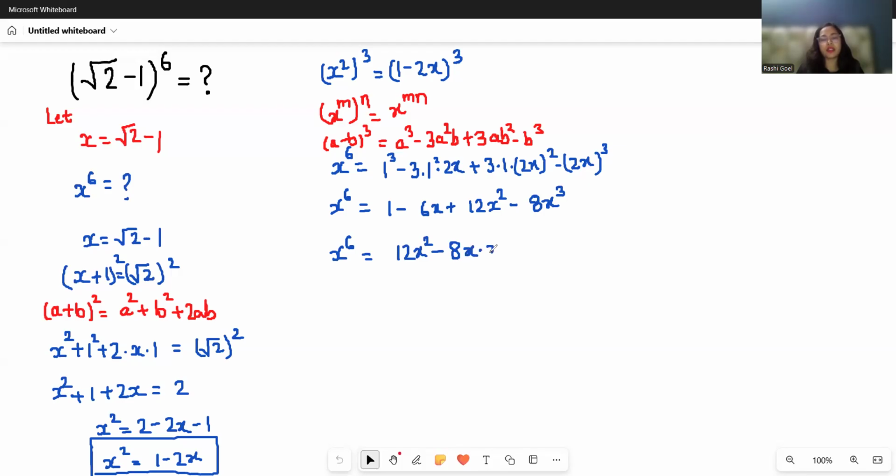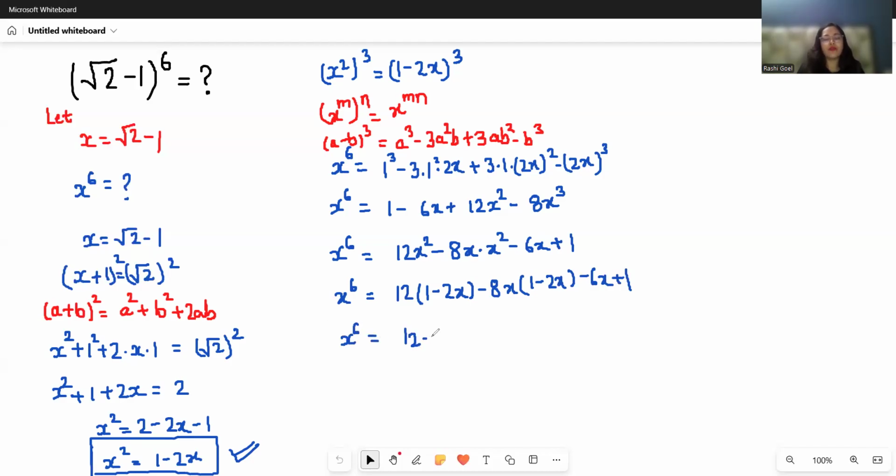I can write it as 8x times (x square minus 6x plus 1). So x power 6 equals 12. Let's recall the value here. x square equals 1 minus 2x. So let's put in place of x square 1 minus 2x, minus 8x, and x square is 1 minus 2x, minus 6x plus 1. So x power 6 equals 12 minus 12 times 2 is 24x, minus 8x, minus times minus is plus 16x square, minus 6x plus 1.